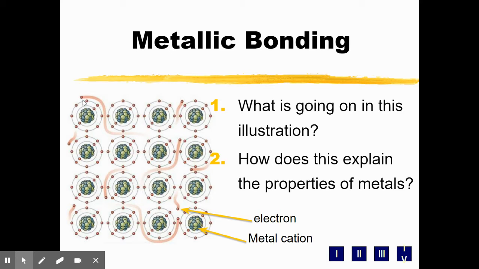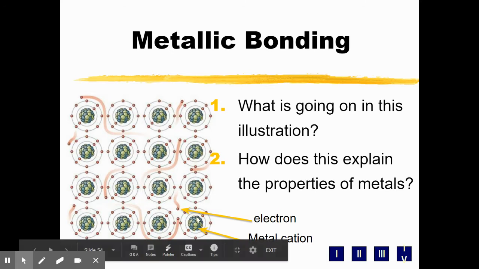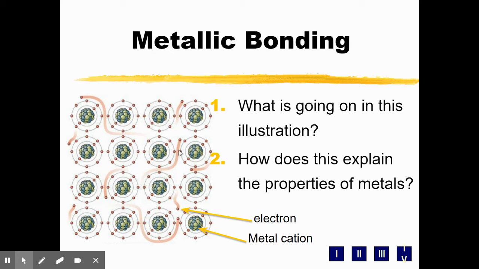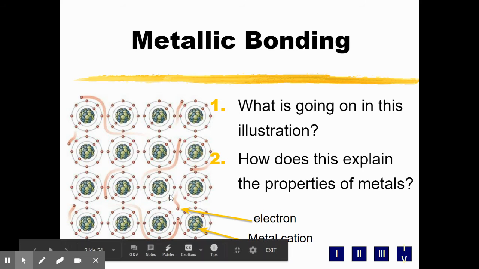So, in this diagram, you can see the electrons zipping around all of the metals because it's kind of like playing a game of hot potato. They've given up the valence electron and they're just passing it around to everybody. And so, how does this game of hot potato with electrons explain the properties of metals?